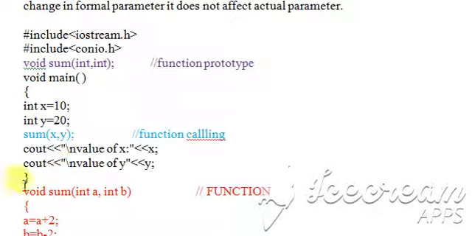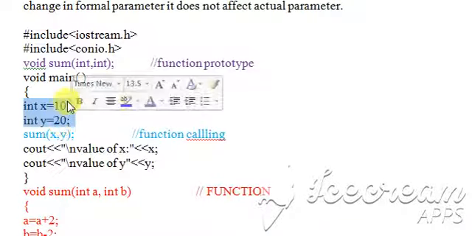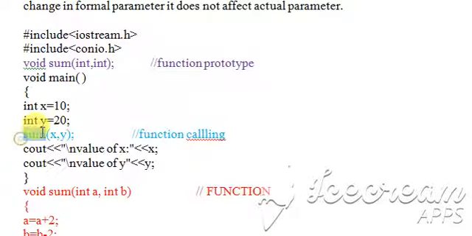Now let us understand the program. Here you are watching two variables x and y. Value of x is 10, value of y is 20. From here we are calling the function. We call the function by name. What is the name of function? Sum. And if there are 2 parameters here, we have to send 2 values from here.